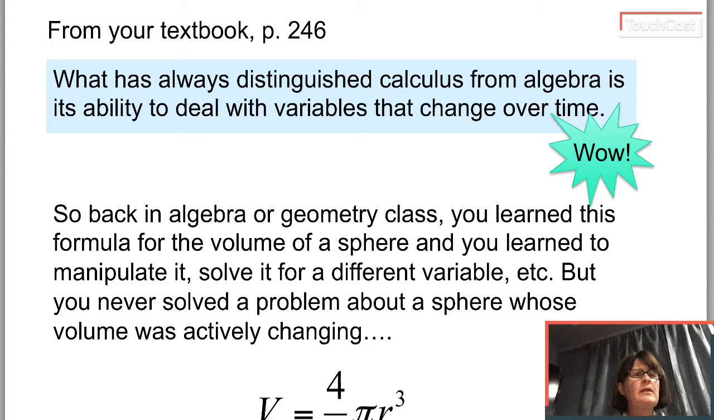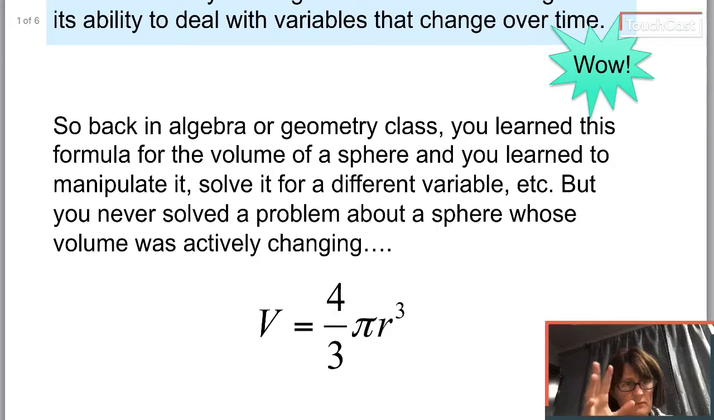So think about this formula here for the volume of a sphere. You learned that back in geometry, maybe in Algebra 1 or Algebra 2. You learned to rearrange it to solve for r instead of solving for V. You learned how if you use different values of r, the value for V that comes out is going to be different. But you've never actually solved a problem about a sphere whose volume was actively changing. That's what calculus can help us do.